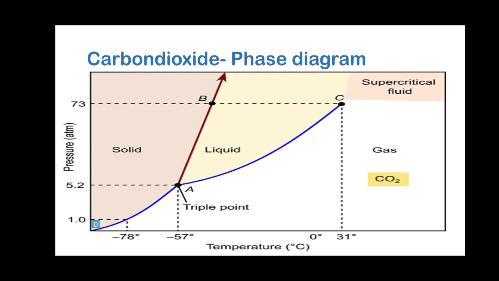Cylinders of carbon dioxide generally contain the liquid or compressed gas. If both gas and liquid are present inside the cylinder, then at 20 degrees Celsius the pressure must be about 65 atm. So we have this kind of typical behavior in the carbon dioxide phase diagram.